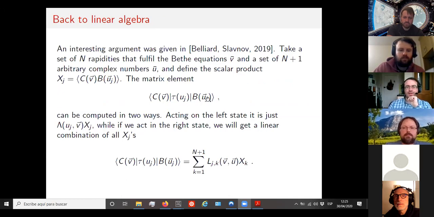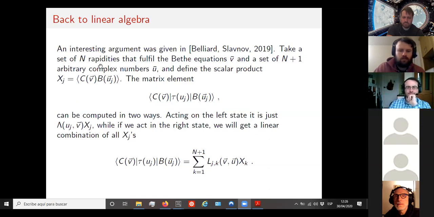The idea by Belliard and Slavnov was: let me take a set of n rapidities that fulfill the Bethe equation and a set of n plus one arbitrary complex numbers, and I'm going to define this on-shell-off-shell scalar product. This one that Gromov doesn't like. Let's go with it. I'm going to compute this C with the transfer matrix in the middle and the B. So the transfer matrix can act on the C operator. And because this fulfills the Bethe equation, I only get the eigenvalue times the scalar product.